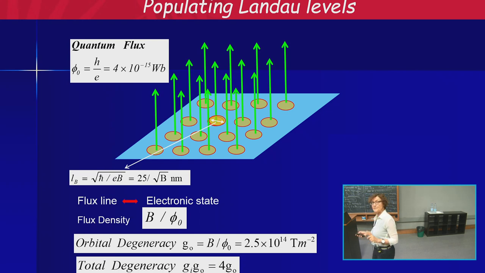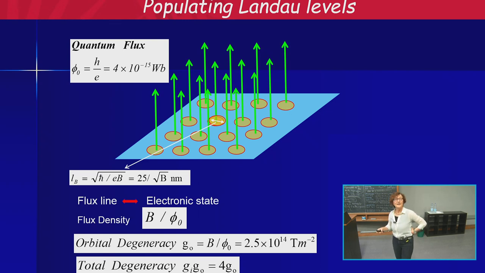Each flux line corresponds to an electronic state, so you can put one electron there, multiplied by the degeneracy. You can put two electrons for two spins, or four electrons for two spins and two valleys. So each of these flux lines accommodates four electrons in graphene. The orbital degeneracy gives you the number of flux lines. The internal degeneracy gives you spin and valley. So it's four. This is how many we have.